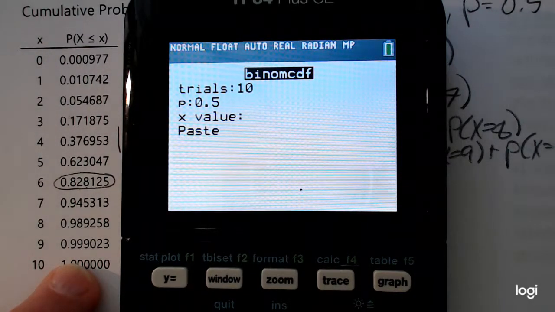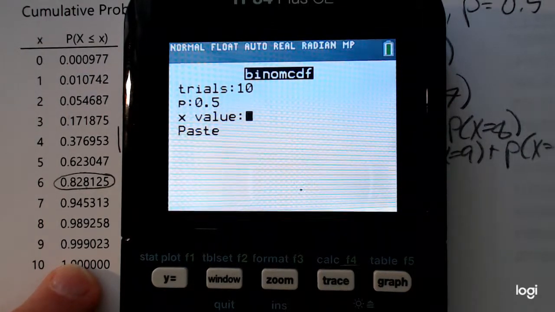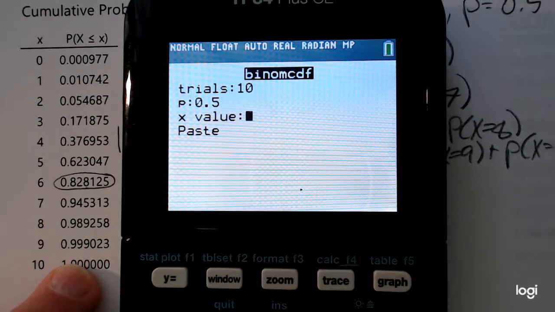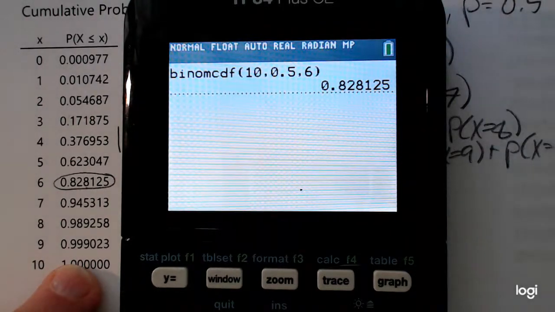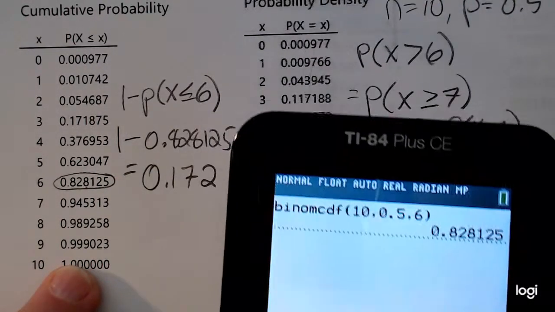And we're stopping at 6 because the probability x is at least 7 is going to be 1 minus the probability x is less than or equal to 6. So I want to stop at 6. So that probability is 0.828 rounded to 3 decimal places.